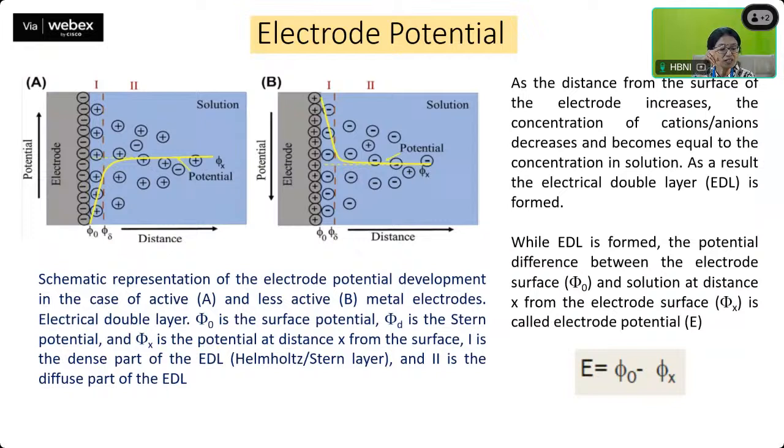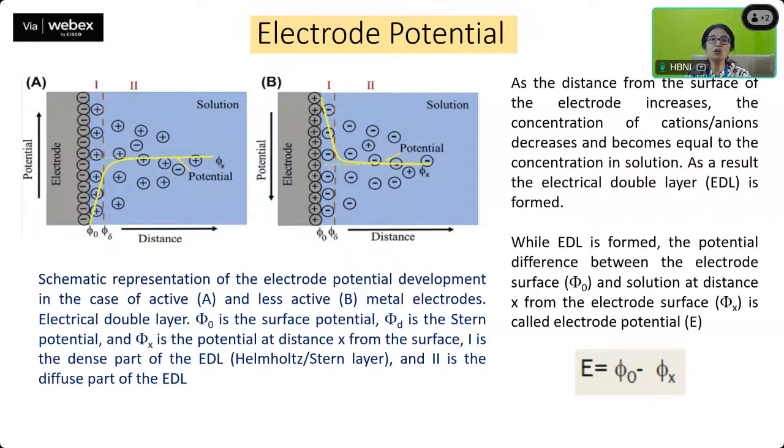So what you have is the development of an electric double layer, where phi 0 is the surface potential, as you can see, phi d is the Stern potential, and phi x is the potential at a distance x from the surface. 1 is the dense part of the Helmholtz or the Stern layer, whereas 2 is the diffuse part of the medium. As the distance from the surface of the electrode increases, the concentration of the cations or the anions decreases, and it becomes equal to the concentration in the solution.